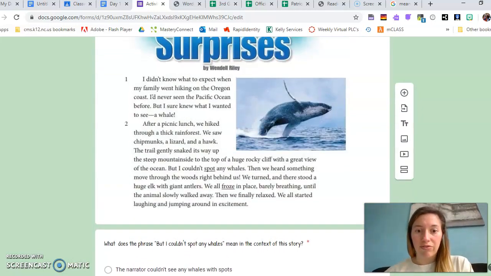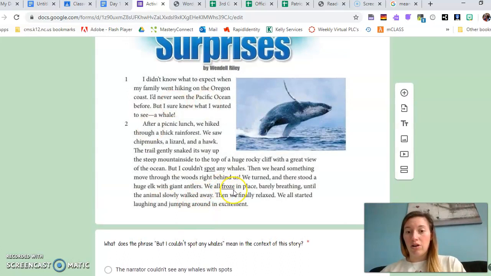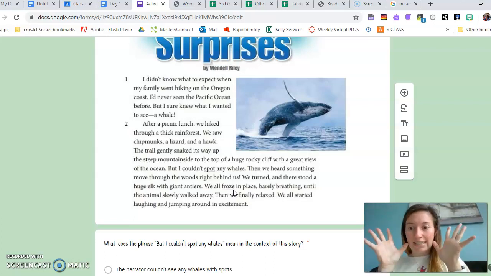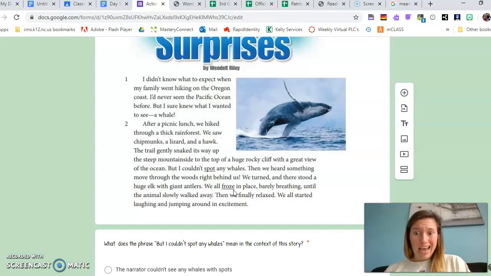Now we're looking at the word froze. It says, we all froze in place, barely breathing, until the animal slowly walked away. So again, thinking about the meanings of froze, when I think of froze, I think about it being like cold, right? Turning into ice, being frozen. So would that be super easy if I saw the word froze or freezing and ice in my answer to pick it? Yeah, because that's what froze means.